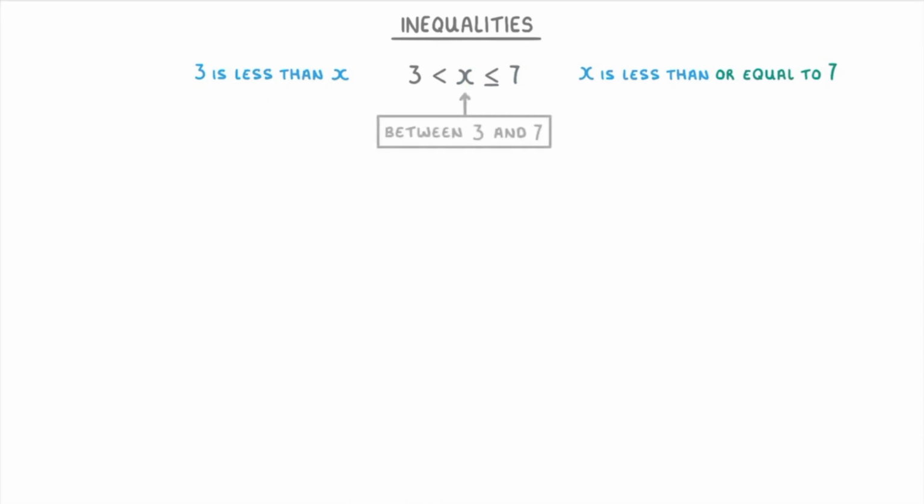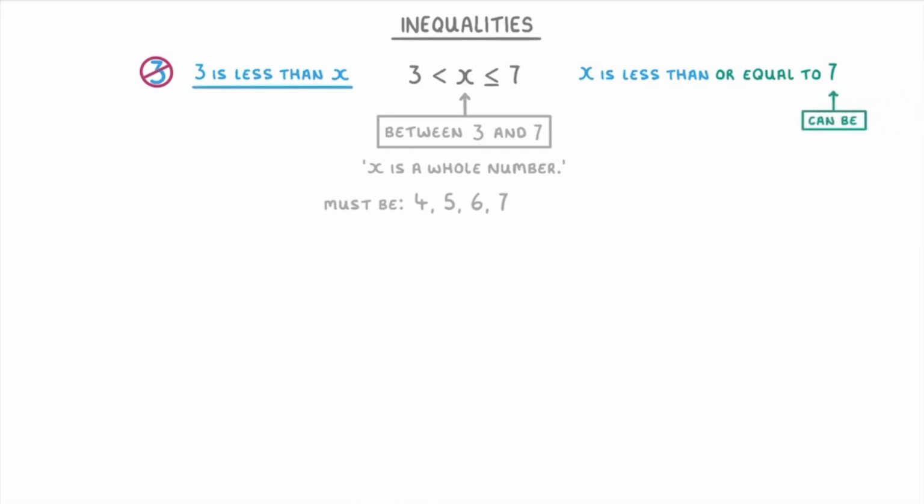The last thing we need to cover are inequalities like this, which contain more than one inequality sign. The signs work in exactly the same way though. So this one just means that 3 is less than x and that x is less than or equal to 7. Or in other words, x has to be between 3 and 7. So if you were told that x is a whole number, then x must be 4, 5, 6, or 7. Because remember, it can't be 3 itself, because 3 is less than x, but it can be 7 itself.